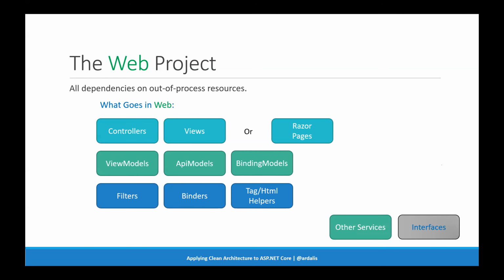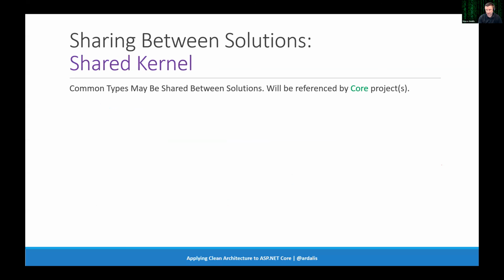Now, if you have multiple solutions, you're building multiple applications in your organization, you might want to share some code between them. And so in domain-driven design, there's a term for this. It's called a shared kernel. And a shared kernel is just code that lives and is shared by multiple different applications, multiple different bounded contexts inside of your shared domain.